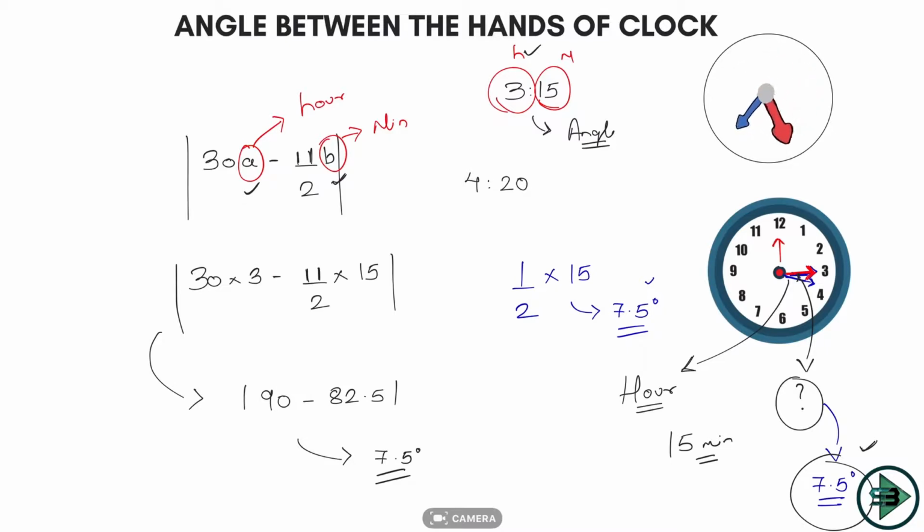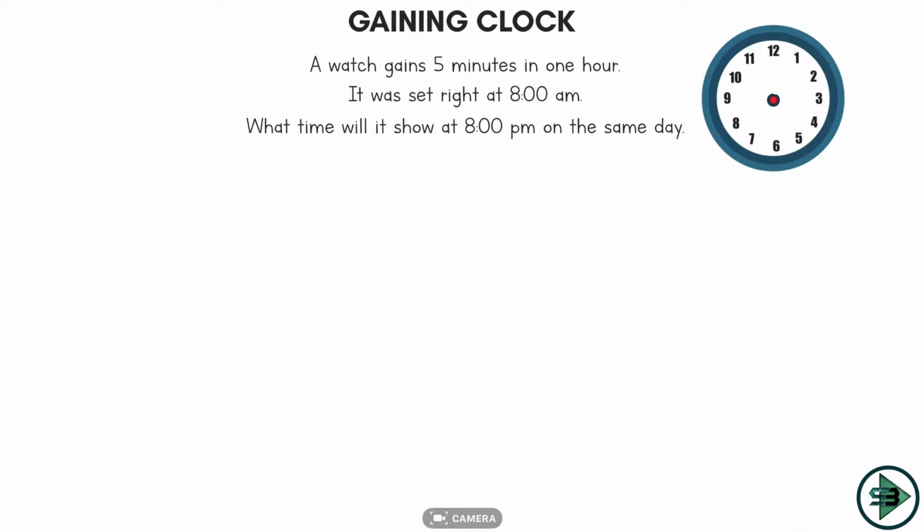So any time that they give you, pick up the hour from that, pick up the minute from that, substitute it in the formula, and you will get the angle between the hands of the clock. Quite a simple way to solve such kind of problems. So now let us study the problem on error clocks.